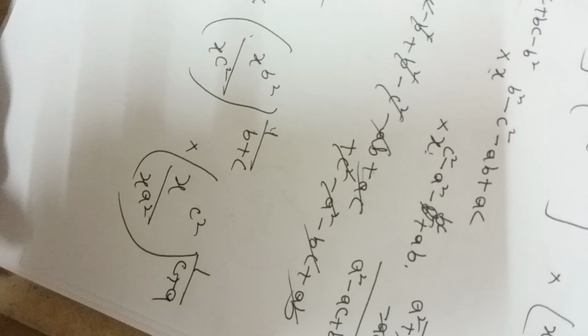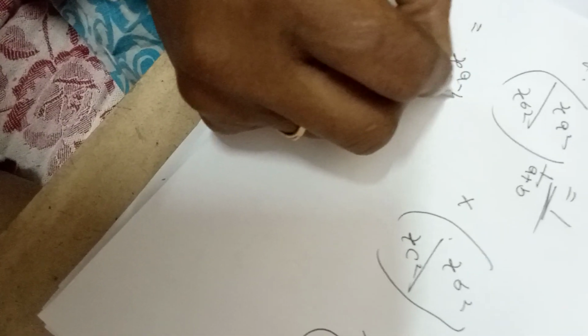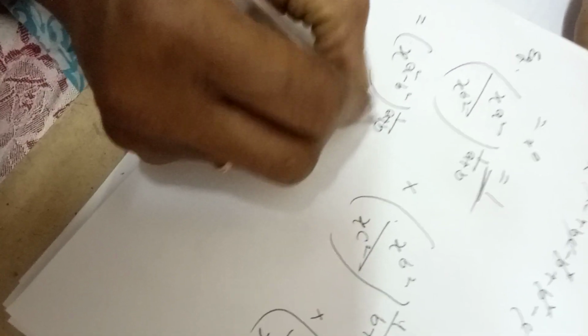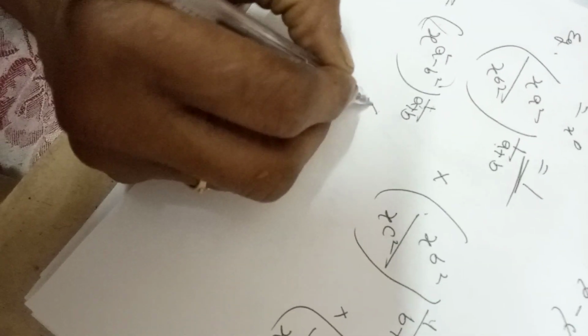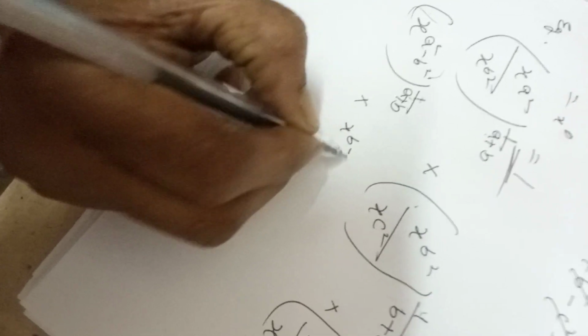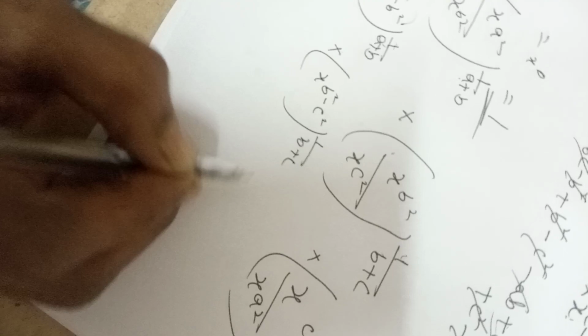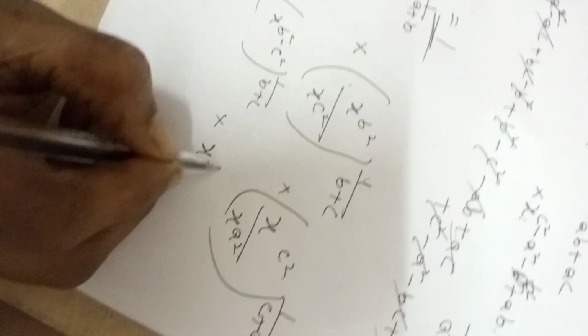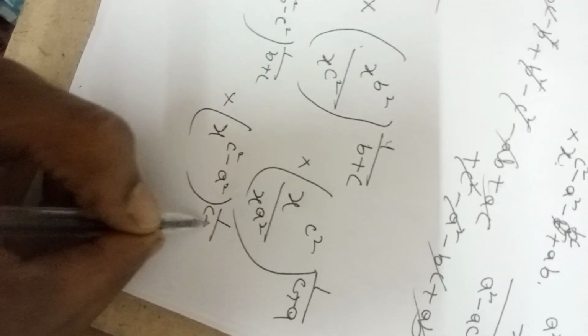Now as usual you have to simplify the bracket first. X to the power of a square minus b square raised to the power 1 by a plus b. So only the bracket is simplified and the power raised is as it is, I am writing. So x to the power of b square minus c square raised to the power 1 by b plus c. Now x to the power of c square minus a square raised to the power 1 by c plus a.